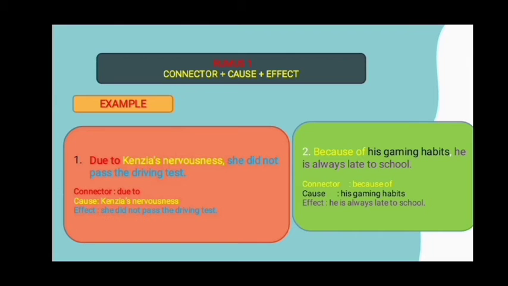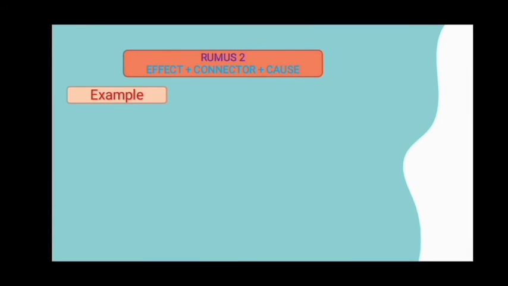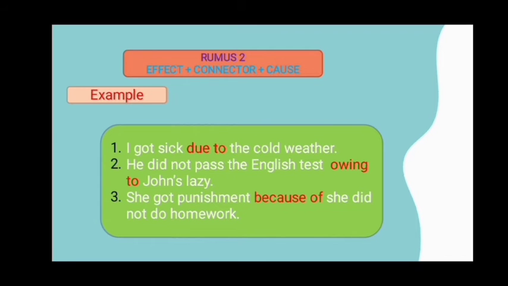And next, the example of formulation two, atau rumus dua. Effect plus connector plus cause. The example of sentence number one, I got sick due to the cold weather. I got sick as effect, due to as connector, and the cold weather as cause. Jadi, saya sakit itu adalah effect. Mengapa dia sakit? Due to, karena cuaca dingin.